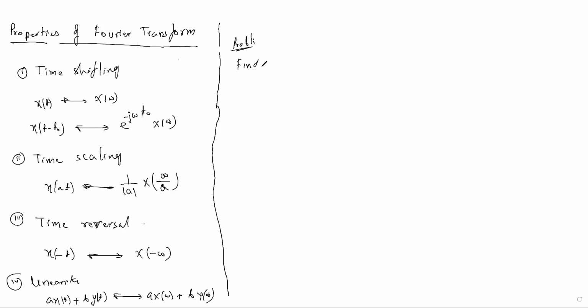Find the Fourier transform of a signal which is from 1 to -1 to 1. Amplitude is 1, okay? How we can solve this problem, okay?